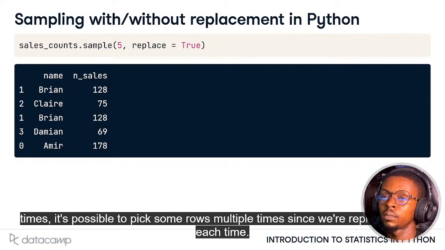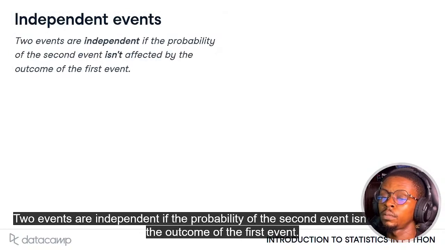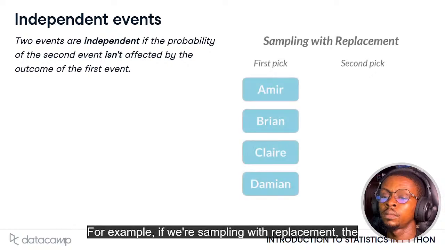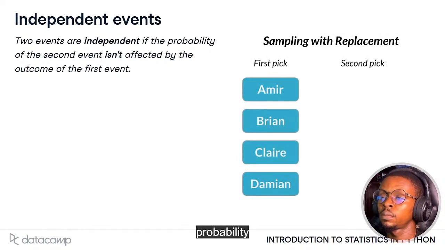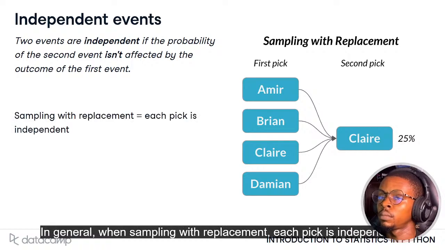Let's quickly talk about independence. 2 events are independent if the probability of the second event isn't affected by the outcome of the first event. For example, if we're sampling with replacement, the probability that Claire is picked second is 25%, no matter who gets picked first. In general, when sampling with replacement, each pick is independent.